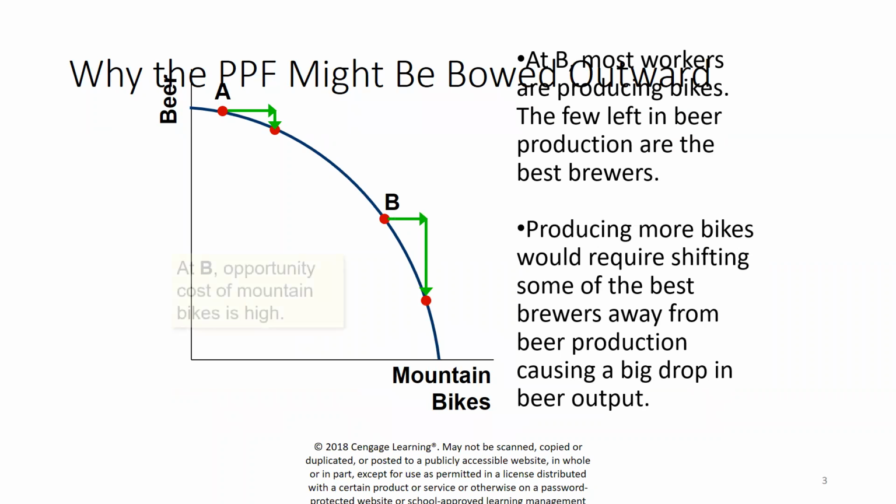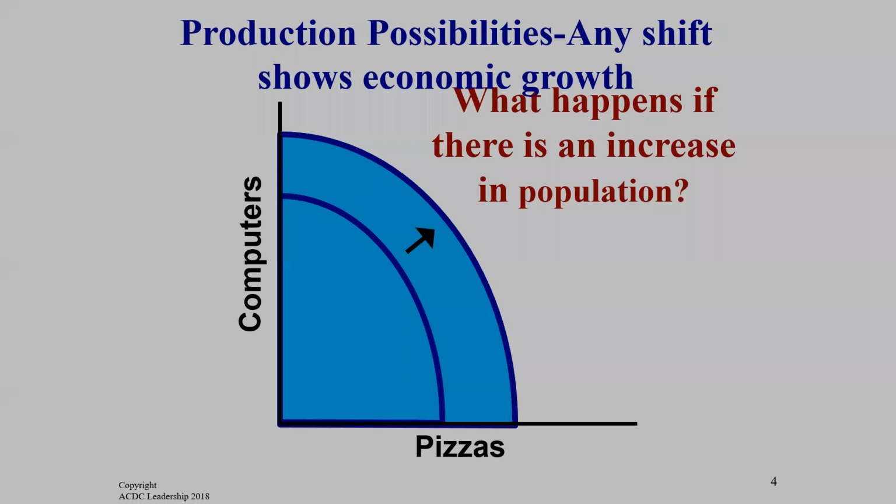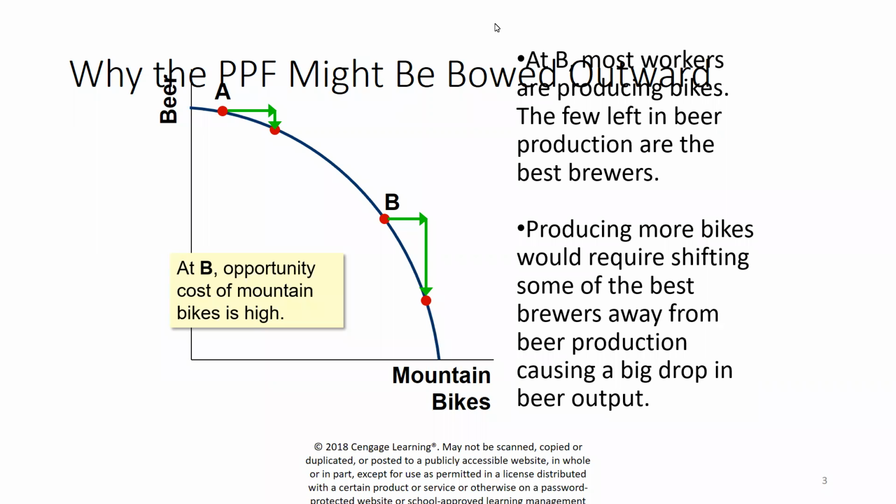All right. Here is our production possibilities curve. Again, it's beef and mountain bikes, or beer and mountain bikes. It's any two products. We're assuming, of course, that there are two products when there are more. Anything on the curve, like A, B, whatever's on the curve, means it's productively efficient. What does that mean? We're using our resources in the best possible manner. Is one spot better than the other? No. They're all productively efficient.